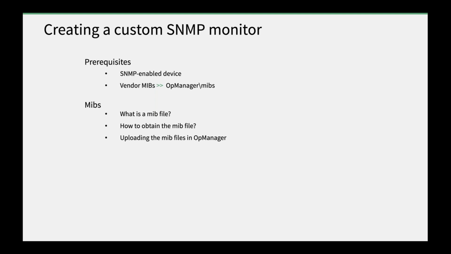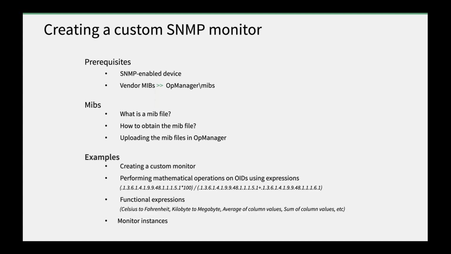So how do you obtain these MIB files? You can either check the vendor website and download it, because certain vendors of the end devices have uploaded the MIBs for user-friendly access, or you can check with the support team of the corresponding end device and fetch the MIB file which comprises the SNMP object IDs. When it comes to uploading the MIB files in OpManager, you can directly upload from the OpManager UI, which I'll show you in a later session, or you can copy those files directly under the OpManager/MIBs folder. Once you have all the prerequisites, you can proceed with creating a custom SNMP monitor.